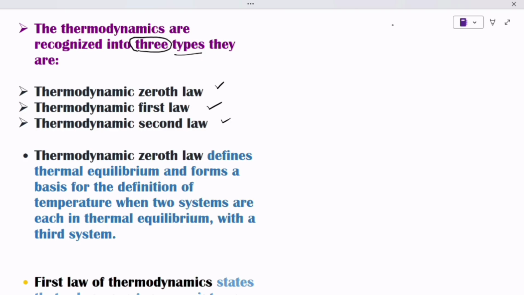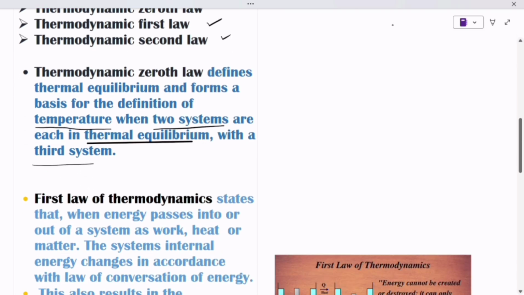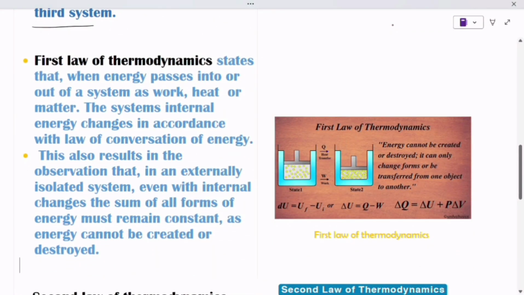So, I'm explaining the thermodynamic zeroth law. This law defines thermal equilibrium, and it forms the basis of temperature. Two systems are each in thermal equilibrium with a third system, and so they are in thermal equilibrium with each other.